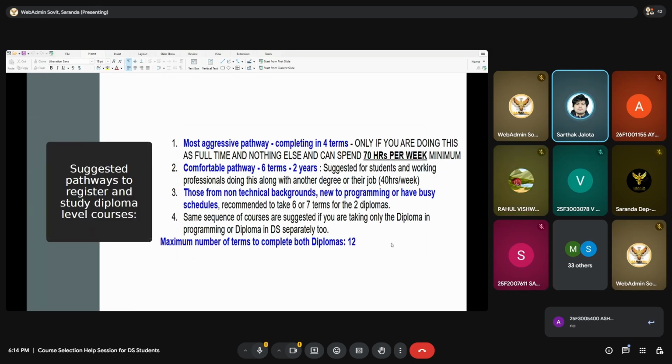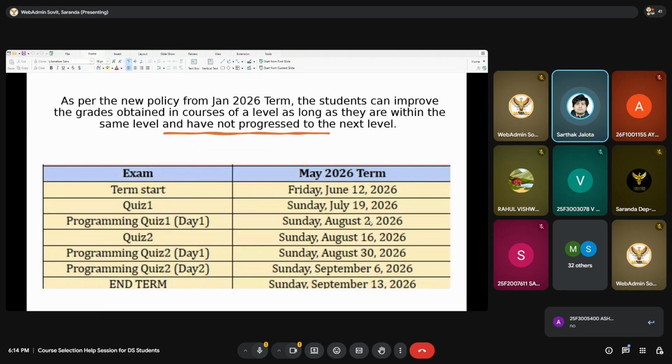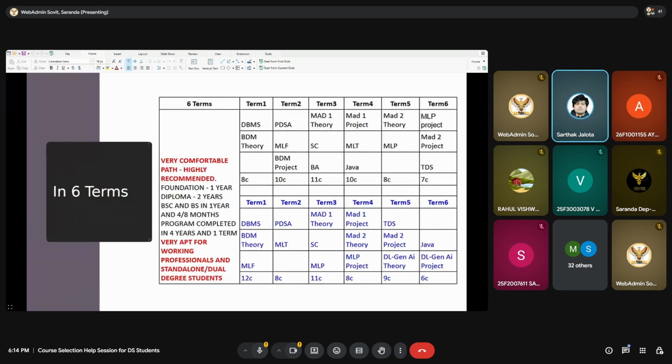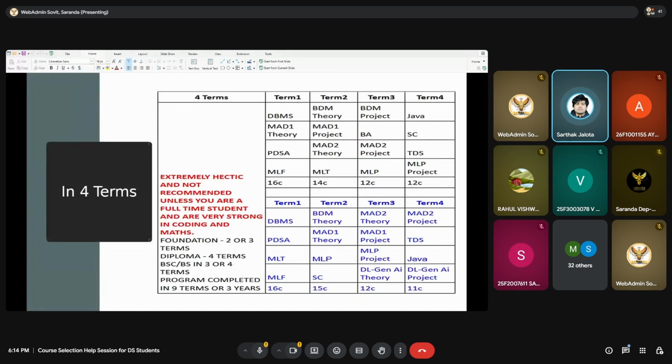So completing in three terms is never recommended. Although technically you can complete in three terms, please don't do it. It's going to be very hard. Completing in four terms, it is hard but doable. IIT recommends it only if you have very strong fundamentals in coding and maths. So you can take this example in four terms. It's going to be extremely hectic though, 70 hours plus of coding.